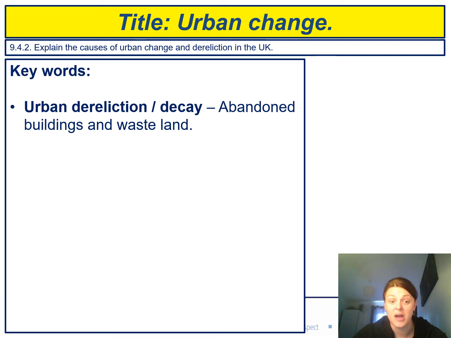So this word, urban dereliction or decay, basically means abandoned buildings and wasteland. So you might see that as you walk around, especially around this local area. As we are in an urban area, you can see a lot of buildings that are just not used anymore. They're tumbled down, they might be covered in graffiti. You might get loads of land that is overgrown and just not been used for a very long time.